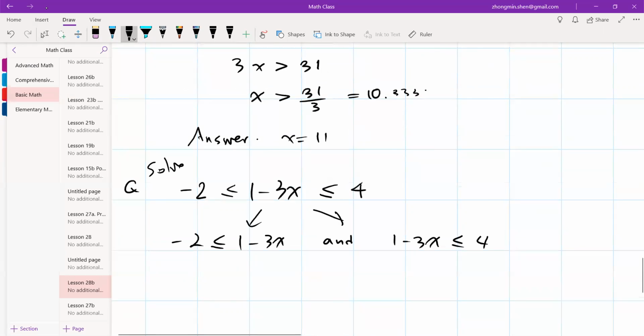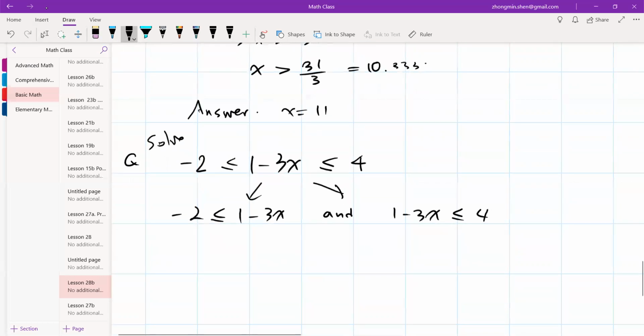Okay? Because 1 minus 3x is the same term, which is greater than or equal to negative 2, less than or equal to 4. So that's why you can put them together. Essentially, there are two inequalities, but you put the "and". Okay, "and" means x satisfies both inequalities. All right, so let's take a look.